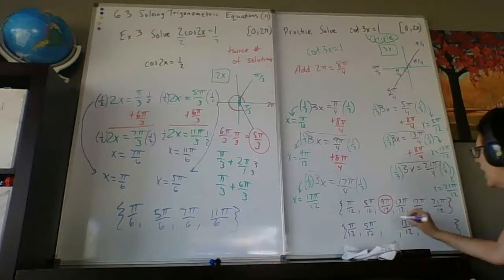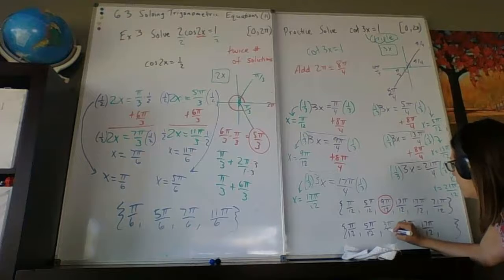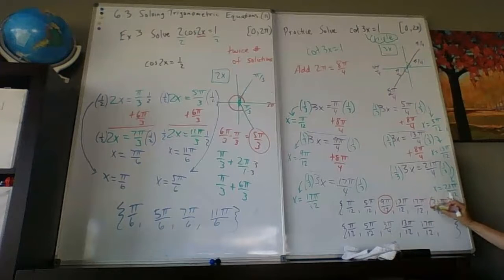So that one we end up getting 3 pi over 4. And 21 pi over 12 can also be reduced by 3, so we get 7 pi over 4. So our final answer is pi over 12, 5 pi over 12, 3 pi over 4, 13 pi over 12, 17 pi over 12, and 7 pi over 4.